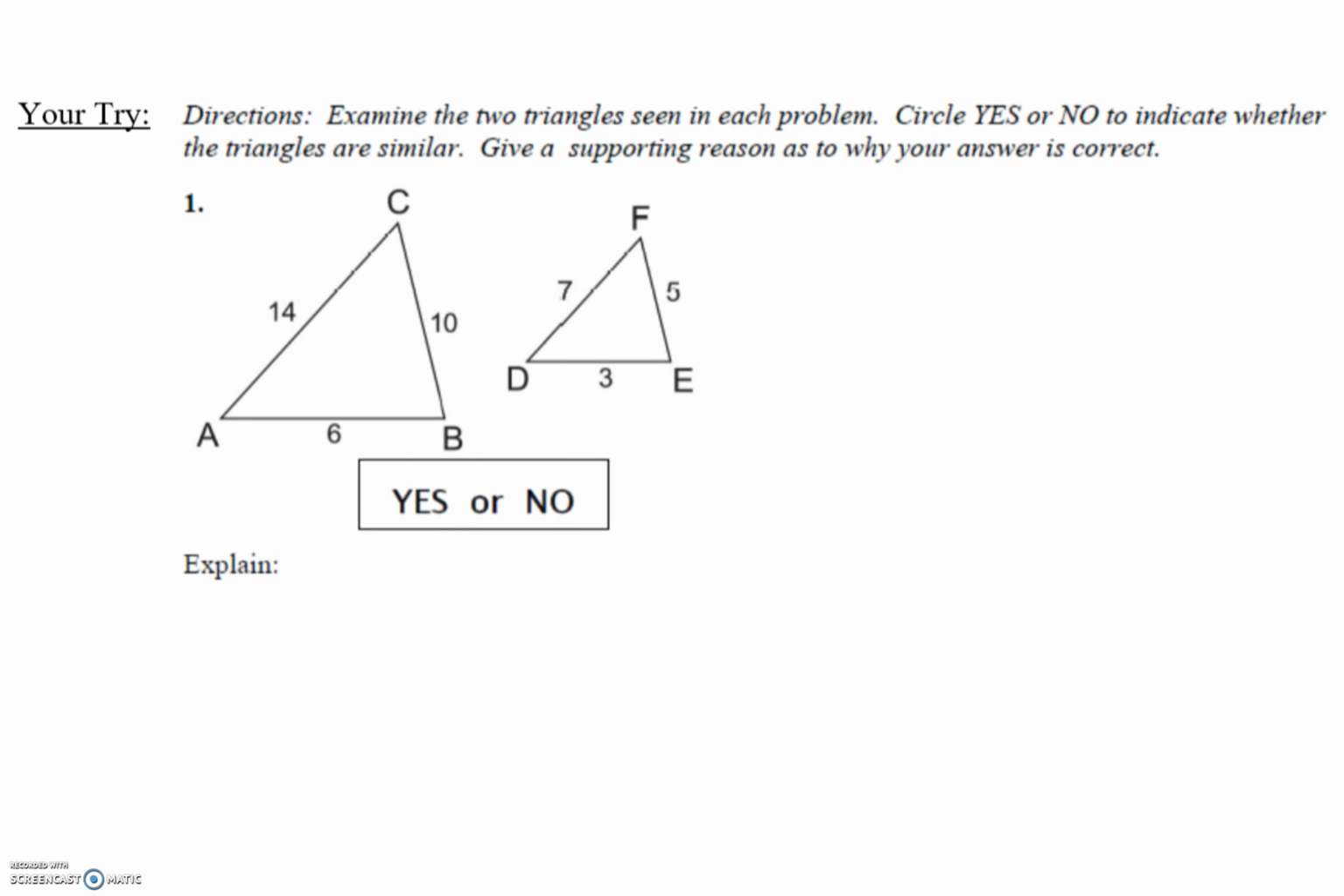So I want you guys to try one. For this problem, it says, examine the two triangles seen in the problem. Circle yes or circle no to indicate whether the triangles are similar. Give a supporting reason as to why your answer is correct.